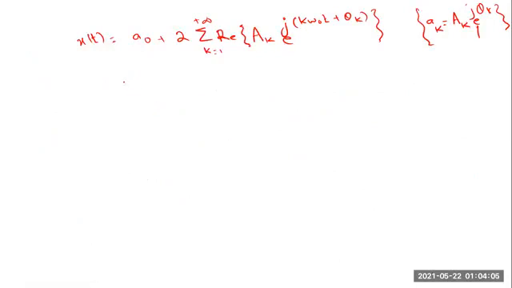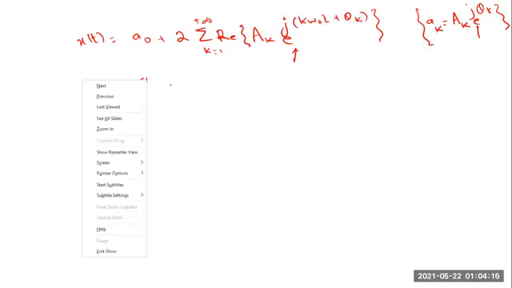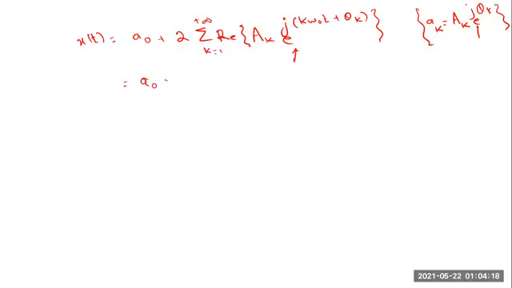So now you know what the real part of this thing is. The real part of e raised to the power j omega naught t must be equal to the cosine function, by Euler's relationship. So what you get is a naught plus 2 times the summation from k equal to 1 to plus infinity of ak cosine of (k omega naught t plus theta k).